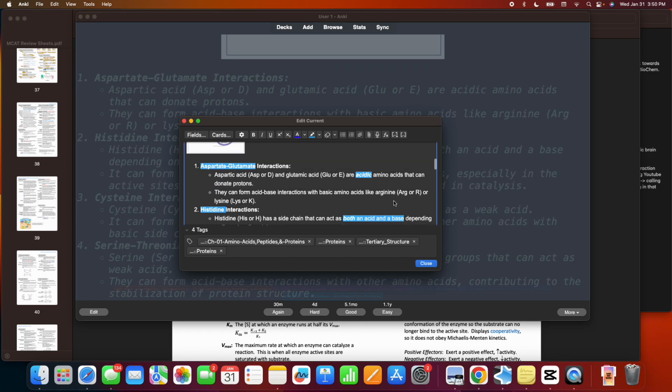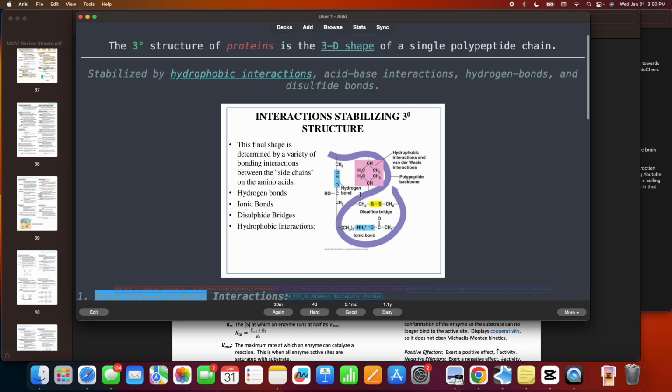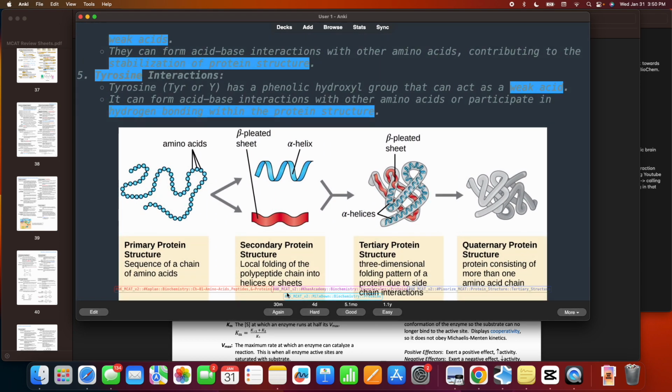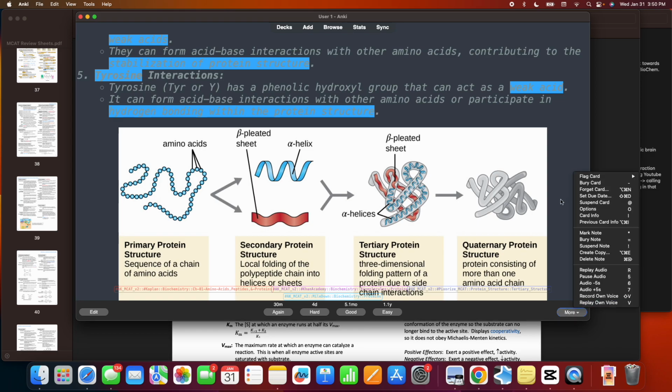Okay, that should be enough. And we can also flag these. So it's good to actually flag them.